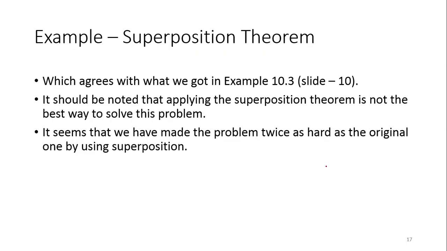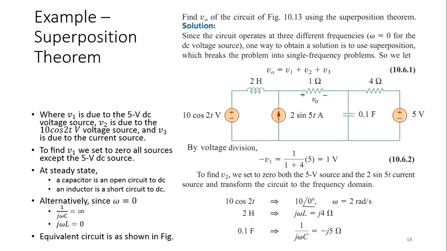However, there are some circuits which can be easier to solve with the superposition theorem than any other method, like this example. In this example, we are going to solve for V naught, the voltage across this 1 ohm resistance, using the superposition theorem. First we need to understand that this V naught would be the sum of the responses due to this voltage source, this current source, and this voltage source. So these three sources should be treated one by one.